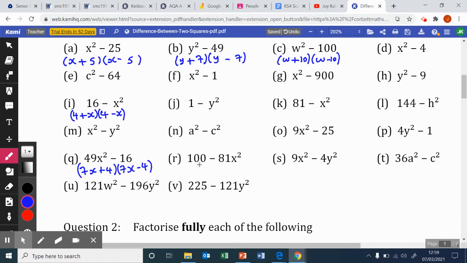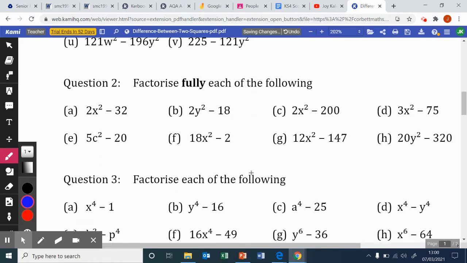This one here, 100 minus 81x squared. So the square root of 100 is 10, and then we can put plus, the square root of 81 is 9. The square root of x squared is x. So 10 plus 9x and 10 minus 9x. Awesome. Let's look at some slightly harder ones.